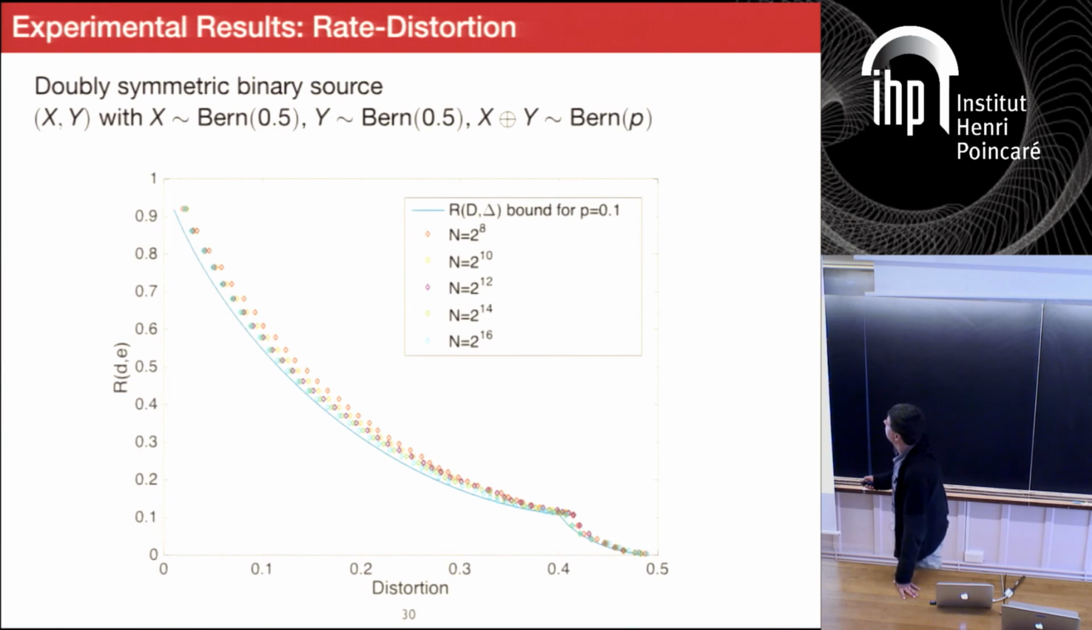So these are some experimental results for the rate distortion. We use a double binary symmetric source. This is the rate distortion bound, as we have seen here. The p is actually 0.1, so you see it has this non-convex property. And we see that we get very close to this bound if we increase the block length. That's kind of obvious, but what about the equivocation?